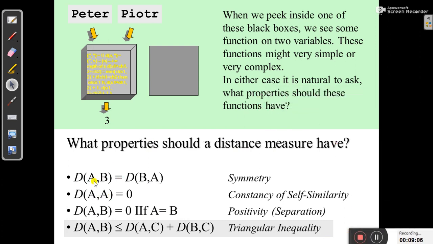You can see the properties: D of A,B should always be equal to D of B,A. Any distance measure should have this property, meaning D of A,B should be equal to D of B,A, and D of A,A, the same object, will be 0, constancy of similarity. D of A,B equals 0 if and only if A equals B. D of A,B is less than or equal to D of A,C plus D of B,C, the triangular inequality.